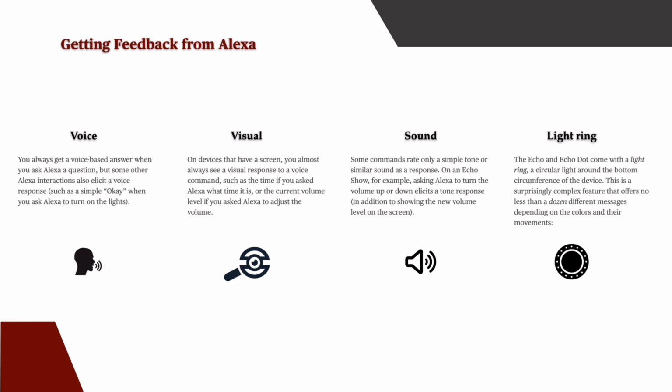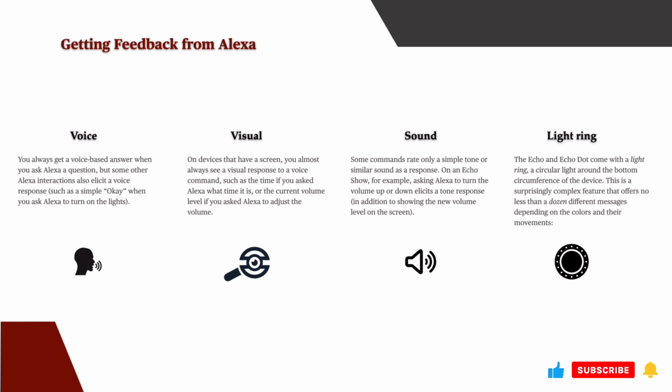Light ring. The Echo and Echo Dot come with a light ring, a circular light around the bottom circumference of the device. This is a surprisingly complex feature that offers no less than a dozen different messages depending on the colors and their movements.